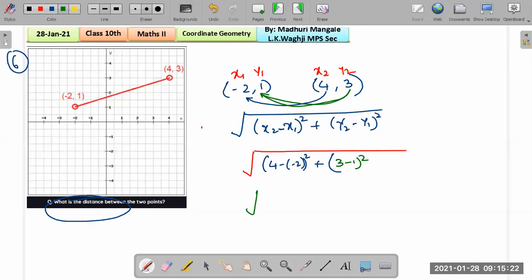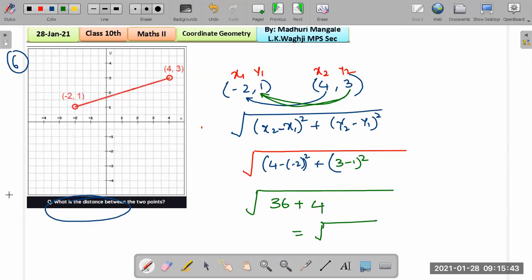And simplify further. So negative and negative will make it a positive. 4 plus 2 will be 6. And 6 squared is 36, plus y2 minus y1, that is 3 minus 1, that is 2. 2 squared is 4. And you should be able to simplify it further.